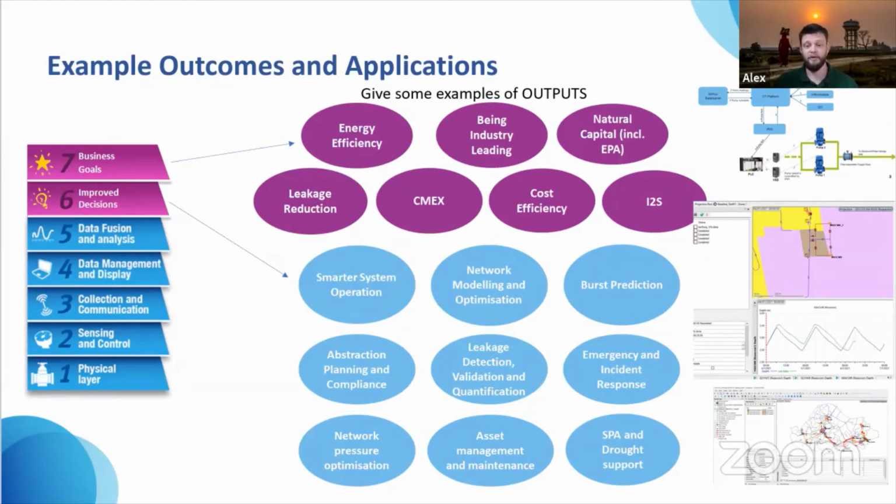Again, a really fundamental point, I think it's worth pointing out that getting from level 5, where you've got your data fusion and analysis, to level 7, where you're delivering business goals, requires people and process change, both of which are absolutely fundamental to releasing benefits and delivering desired outcomes.